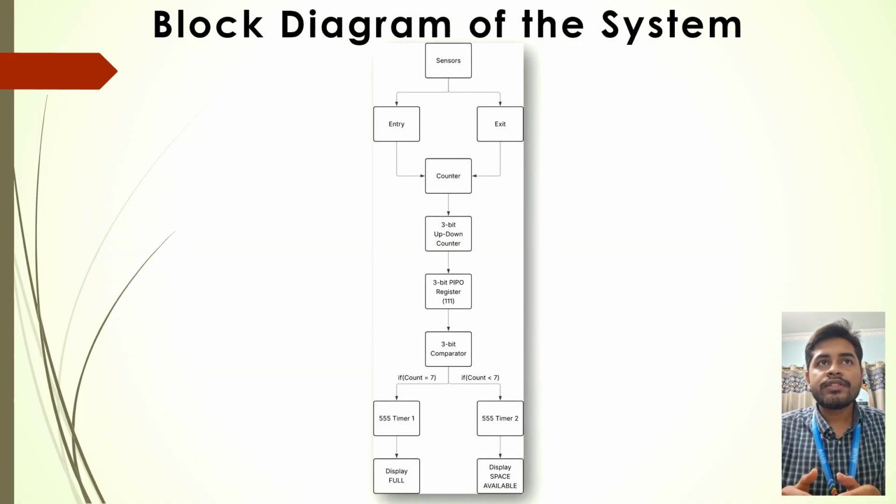I will explain the block diagram of the system. Here we can see sensors detect entry or exit, then the signal is sent to the counter, the 3-bit up-down counter, next to the 3-bit PIPO register, next the 3-bit comparator, which compares whether the car count is 7 or not.